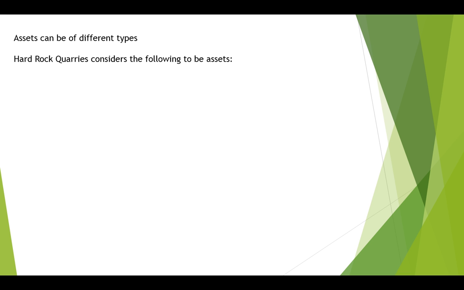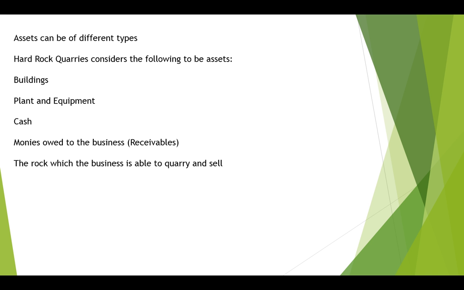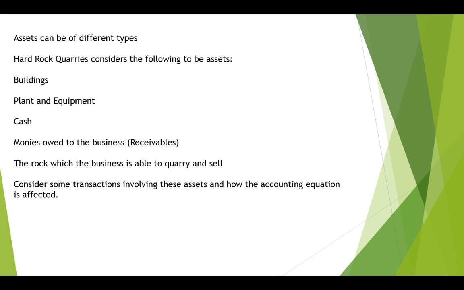Assets can be of different types, so Hard Rock Quarries considers each of the following to be assets: the buildings that it owns, the plant and equipment that it owns, the cash that it owns, any money owed to the business, they're often called receivables, and the rock which the business is able to quarry and sell. So let's consider some transactions involving these assets and how the accounting equation is affected.